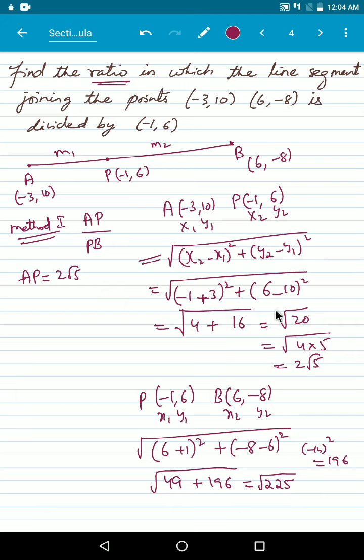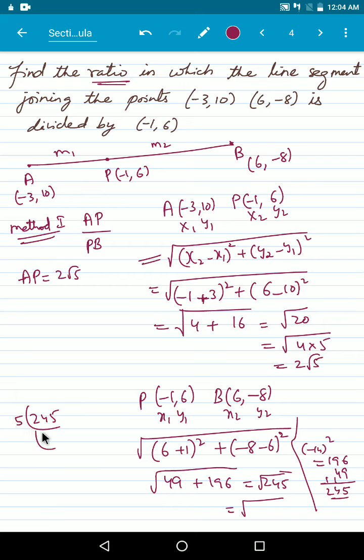Oh no, it is not 225, sorry. It is 245. Yes, 245. Sorry about that. So 245, we can write it as, let us find the prime factors of 245.